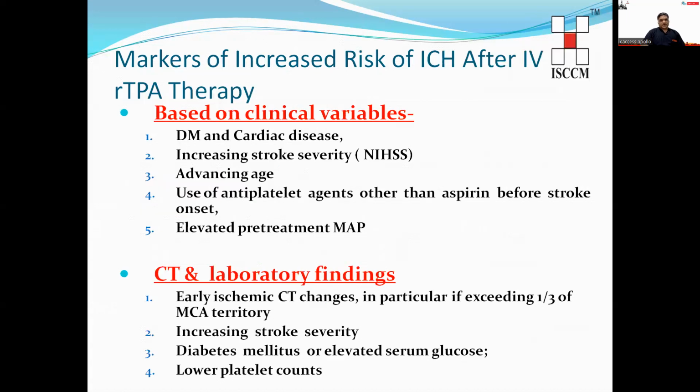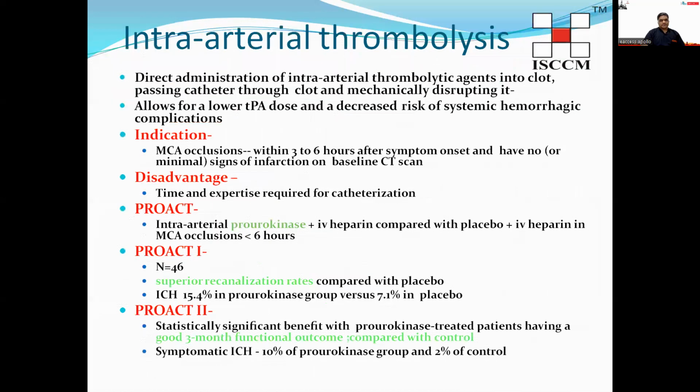Markers for increased ICH with IV rt-PA therapy based on clinical variables: previous history of diabetes or cardiac disease, increased stroke severity, NIH score greater than 20, advanced age, use of antiplatelet agents other than aspirin before stroke onset, elevated pre-treatment mean arterial pressure. CT scan and laboratory findings: early ischemic CT changes, in particular if exceeding one third of MCA territory, increasing stroke severity, diabetes mellitus, elevated serum glucose, and low platelet counts.